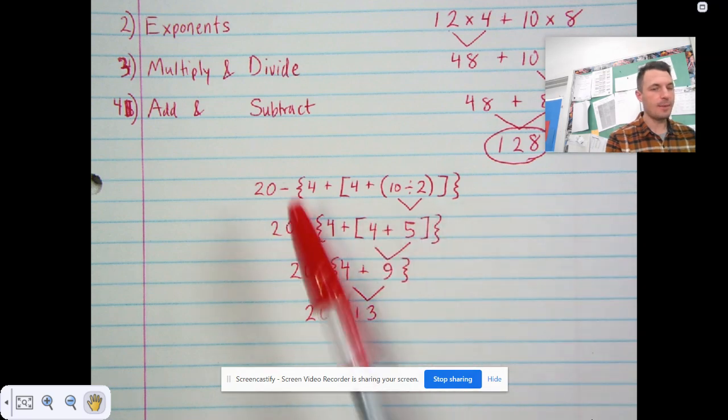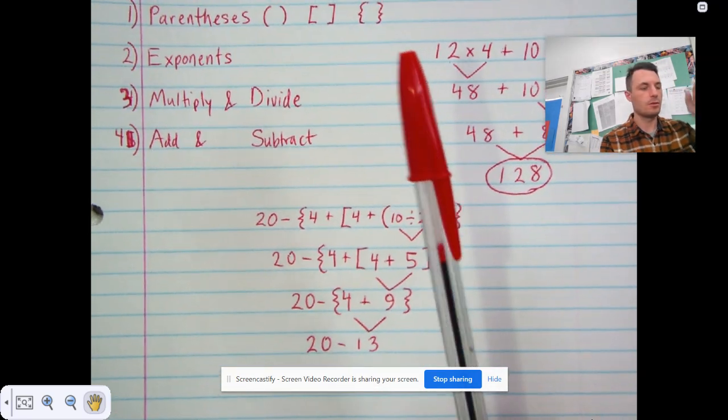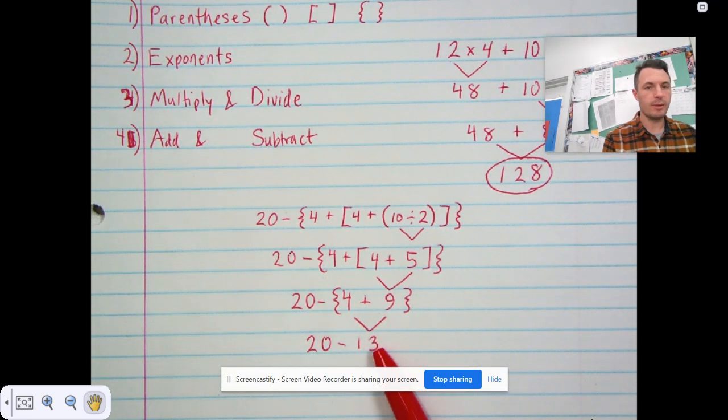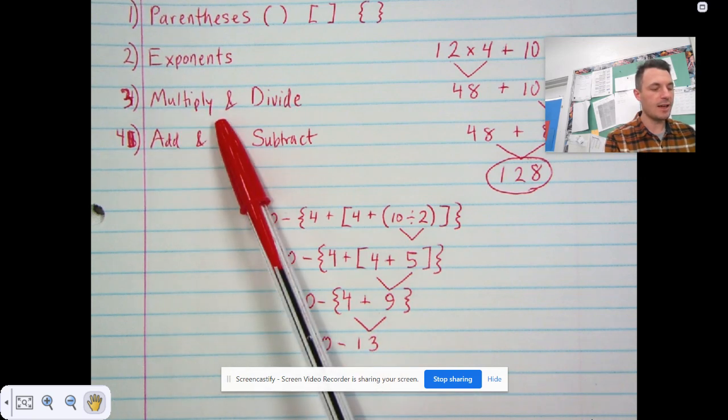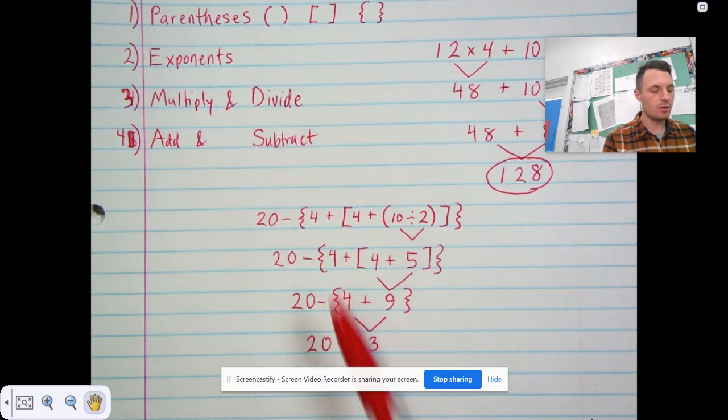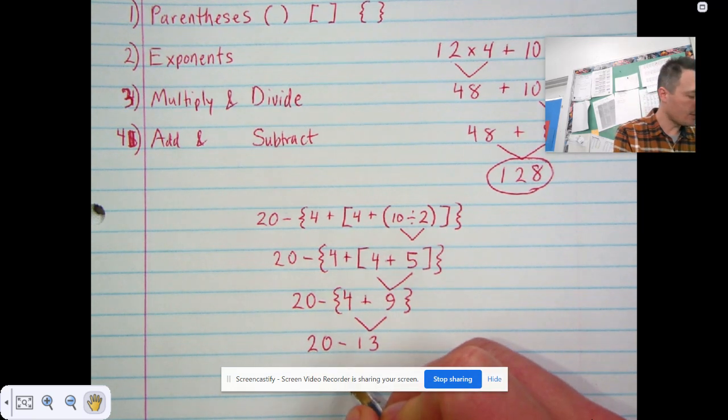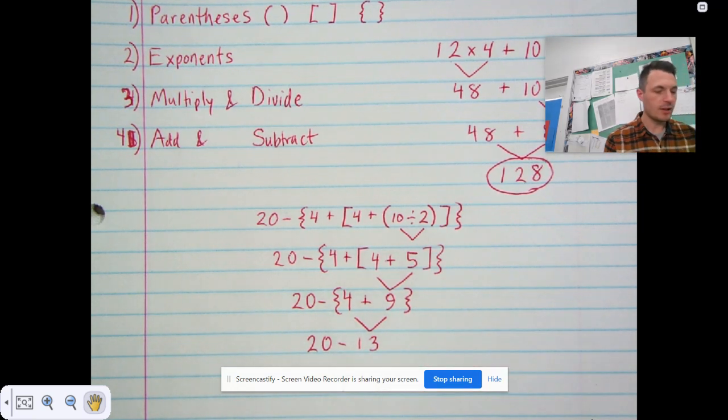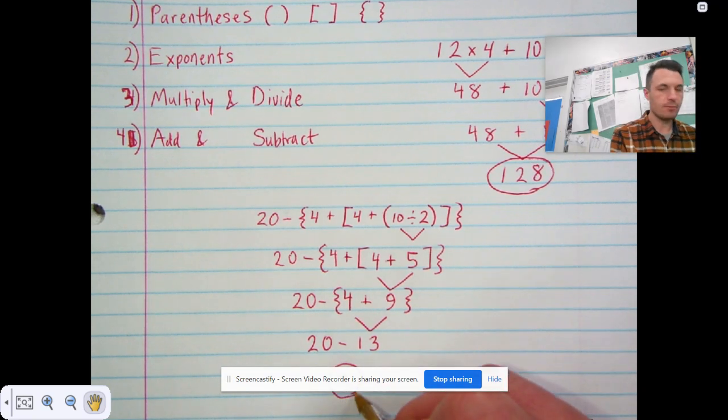And my next step is exponents. There are no exponents. My next step after that is multiply and divide from left to right. There's nothing to multiply or divide. So step 4 is add and subtract from left to right. And 20 minus 13 is 7. So that's my answer, 7.